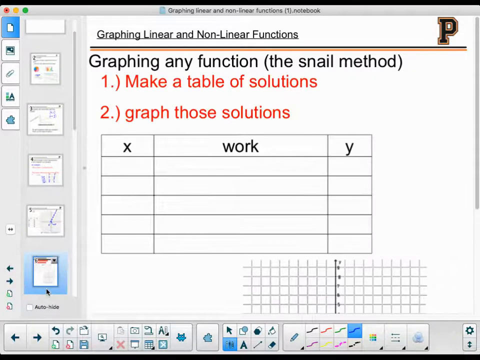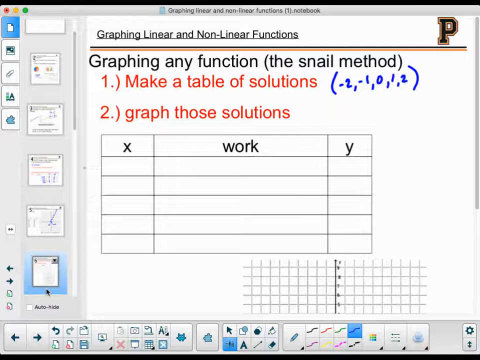So this is what we're going to practice with today, is just graphing any function using the snail method, which essentially is make a table of the solutions, and then graph them. Okay. Now, a couple hints. Try and pick some positives and negatives when you make your tables for your x values. I always suggest as inputs, -2 through +2. There's a couple exceptions to that rule, but -2 through +2 can accurately show on both sides of the y-axis how the graph is interacting.